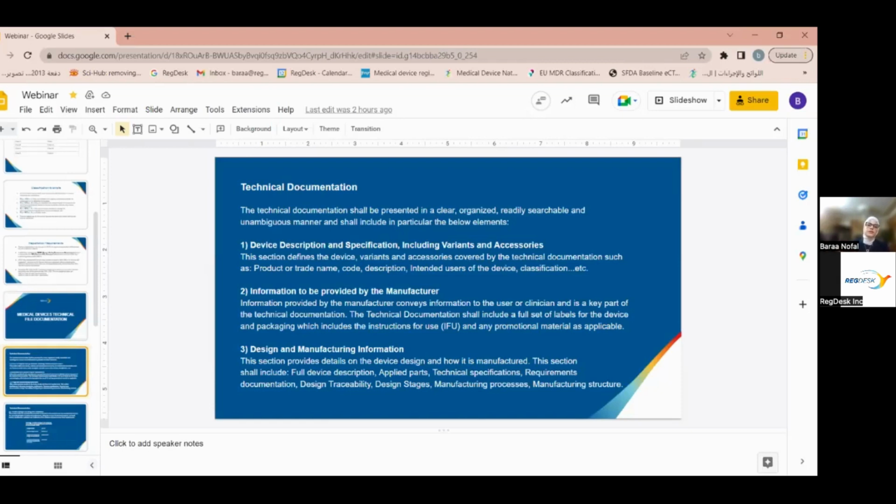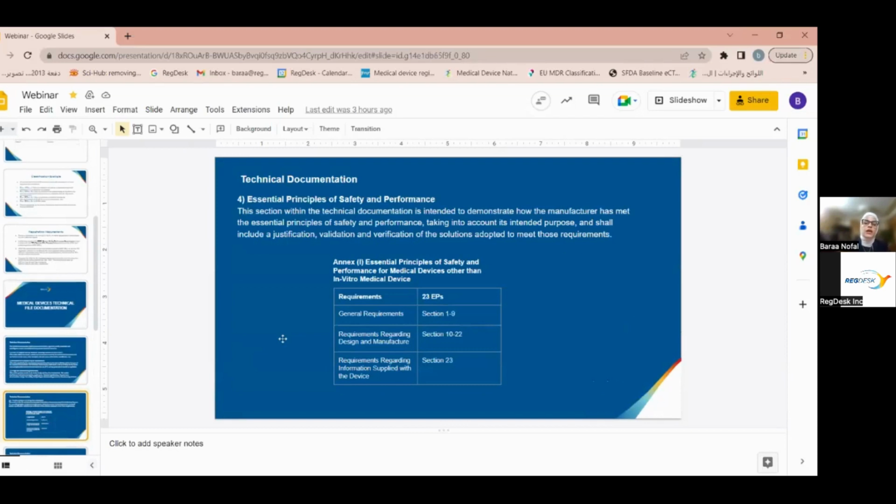The second one is the information to be provided by the manufacturer. When we say that, the first thing I can mention as an example is the labeling of the device or the packaging, for example the instructions for use, and any promotional material as applicable. The third thing is design and manufacturing information, which includes the full device description and applied parts. In conclusion, everything about the manufacturing steps of this device is described: how we design the device, and how the manufacturer steps end up with this device.